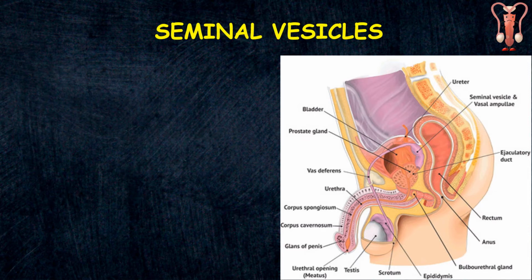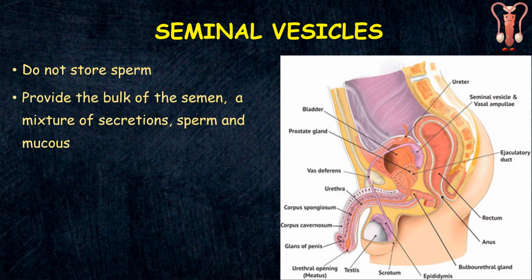Seminal vesicles: there is a pair of seminal vesicles present. They do not store sperms. They secrete a thick alkaline fluid that mixes with the sperms as they pass into the ejaculatory ducts and the urethra.